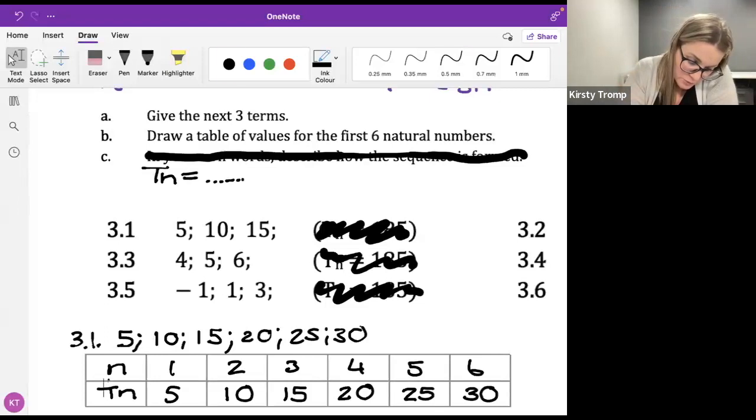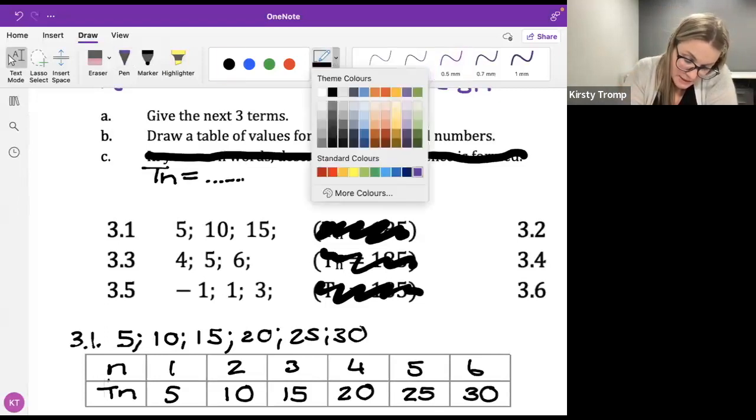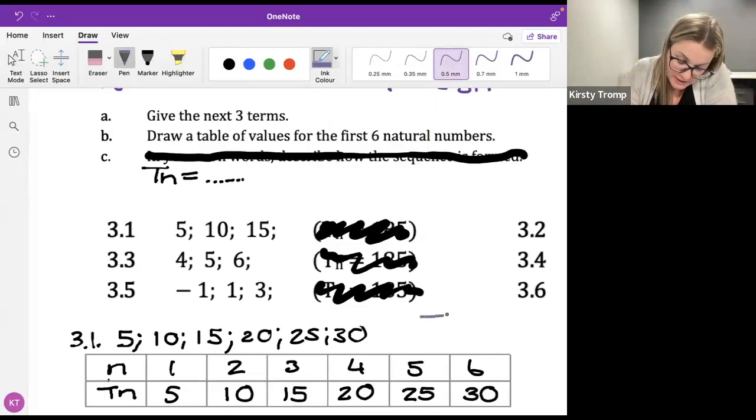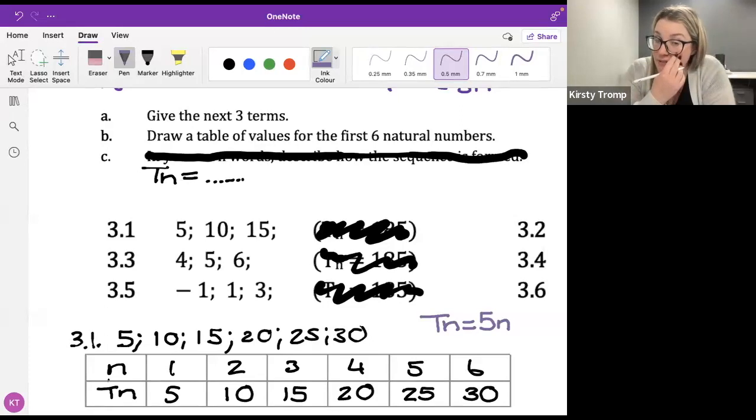So when we found the rule, remember what we did on Monday? We said to ourselves, we need to write TN equals. All right. What am I doing each time, guys? Good. Ompa said so. What are we doing? We're adding 5. So we write down straight away 5 and we put an n in. So TN equals 5 and we write in n straight away.